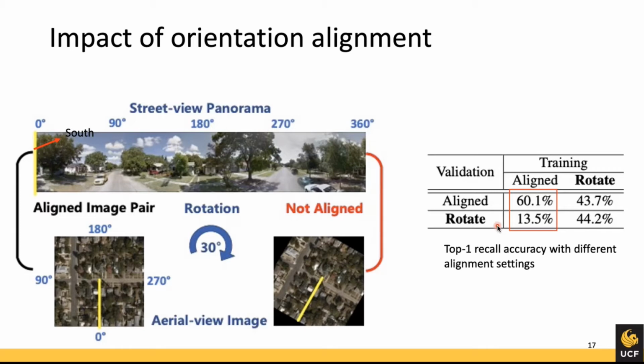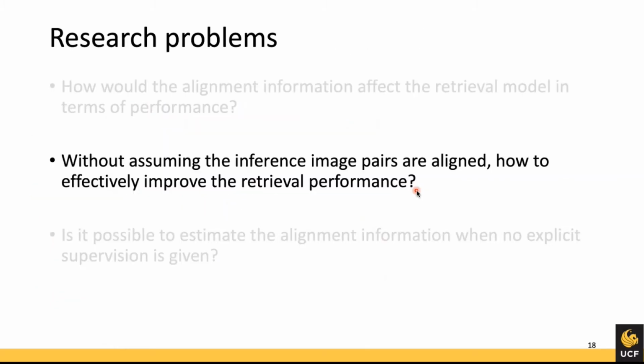And this intuitively makes sense, right? The geometric alignment information provides a strong cue for image matching, and if we destroy that, the performance will drop. So that leads to our second question. Without assuming the image pairs are aligned, how do we effectively improve the retrieval performance in this more realistic scenario?